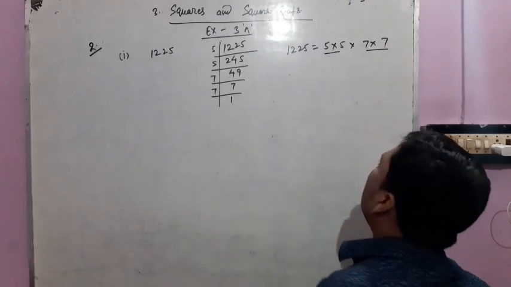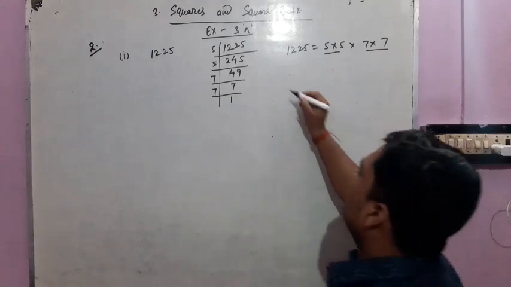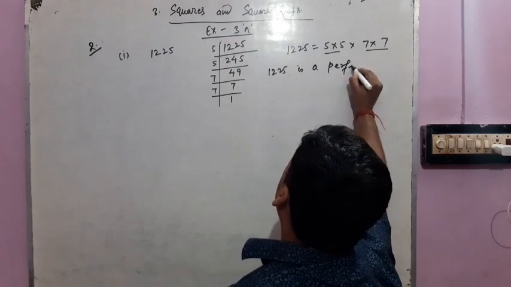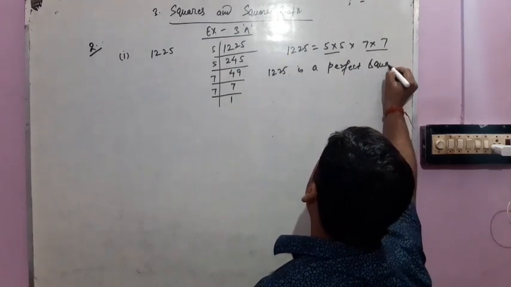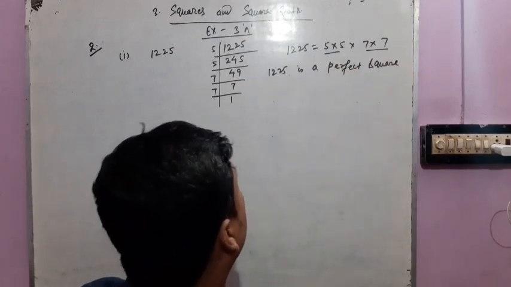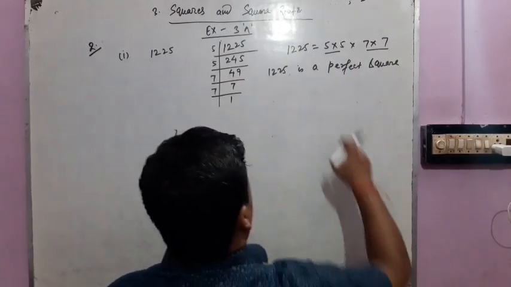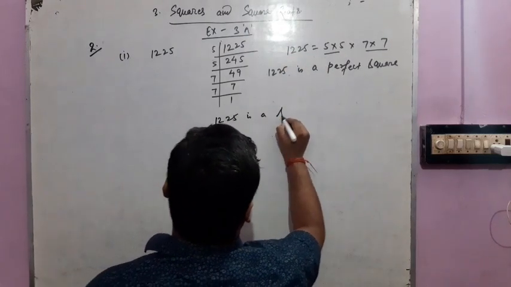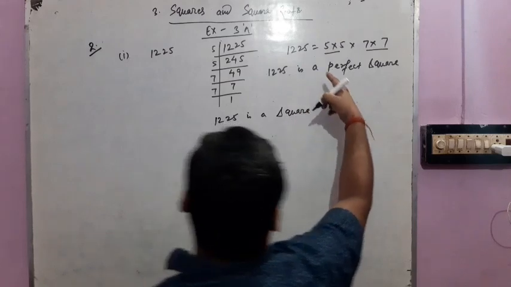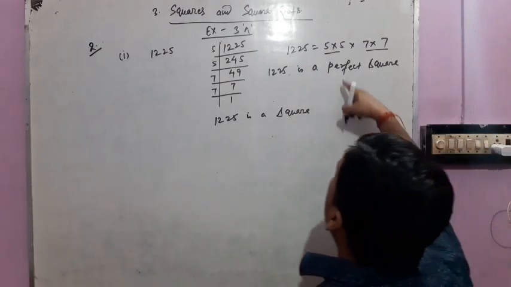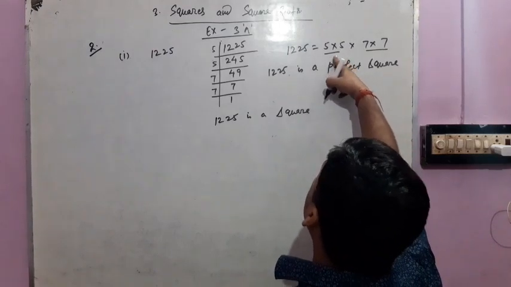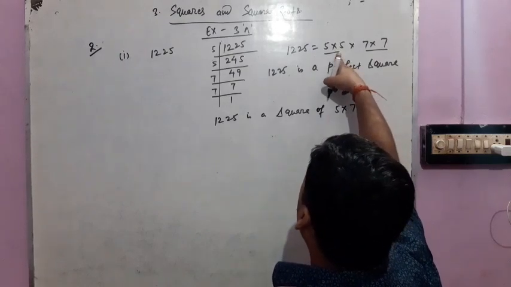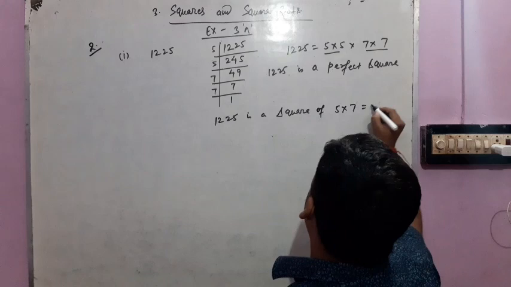So here the pair of both numbers is possible. So we can then say that 1225 is a perfect square. Why? Because the pair of both of the numbers is possible, and whose square is 1225. So 1225 is a square of, that means we have to find the square root. For finding the square root we have to take one number from each pair. It is a square of 5 into 7, that is we take one 5 from this pair and we take one 7 from this pair.